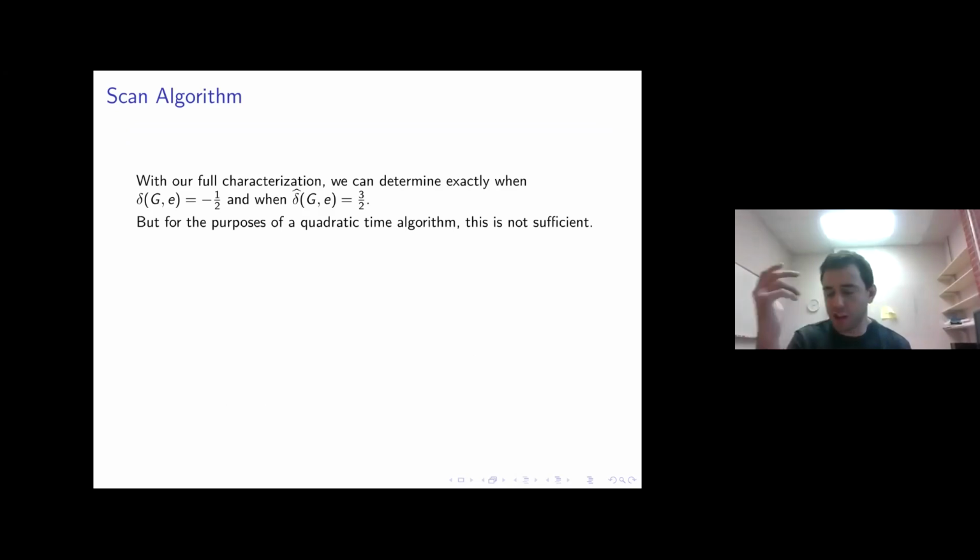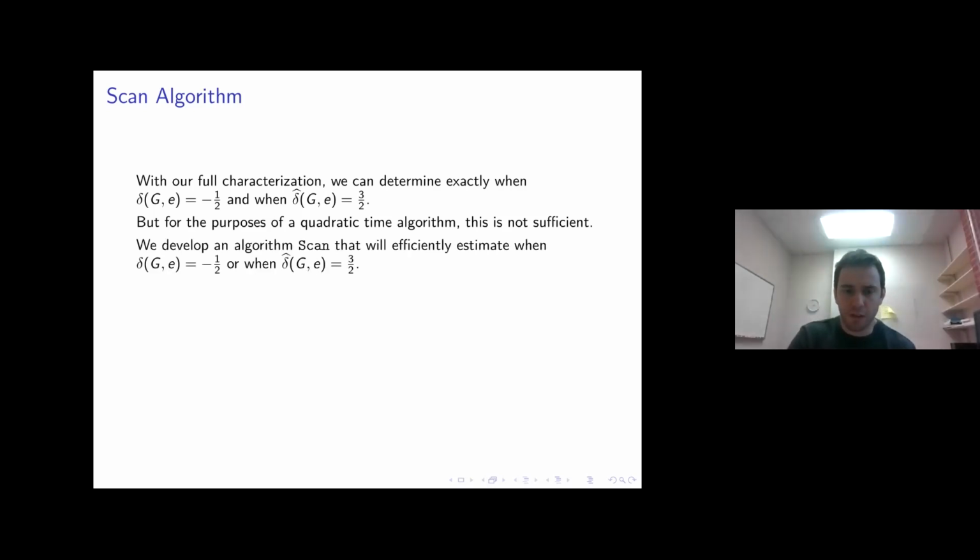But for purposes of designing a quadratic time algorithm, it's not sufficient. If you do it naively, it's going to be exponential time, and if you do it slightly less naively, it will be cubic time. So you have to do a little bit of work to be able to estimate these deltas. And this is what our algorithm SCAN does. We want to efficiently estimate the extreme examples of delta, delta hat without doing too much work.